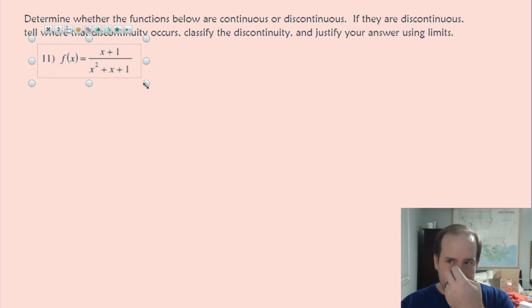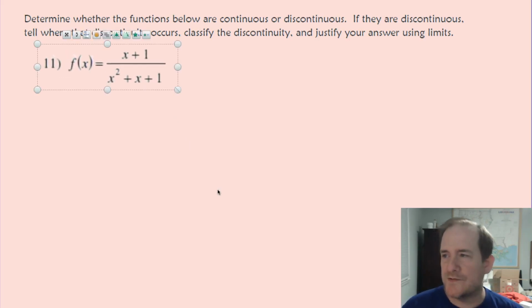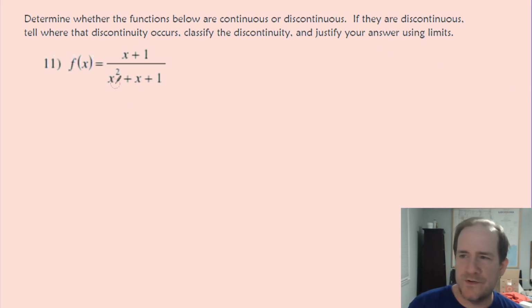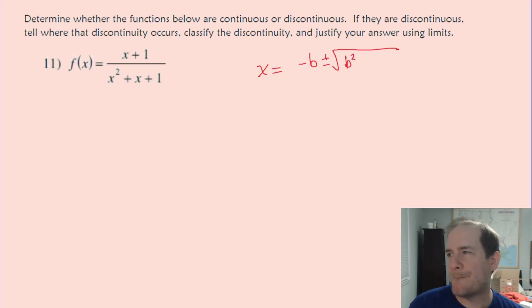11's another rational function. And rational functions get their discontinuities from the denominator being equal to 0. Now this denominator, it's not factorable, so the only way to find the zeros then would be to use the quadratic formula, which is this.